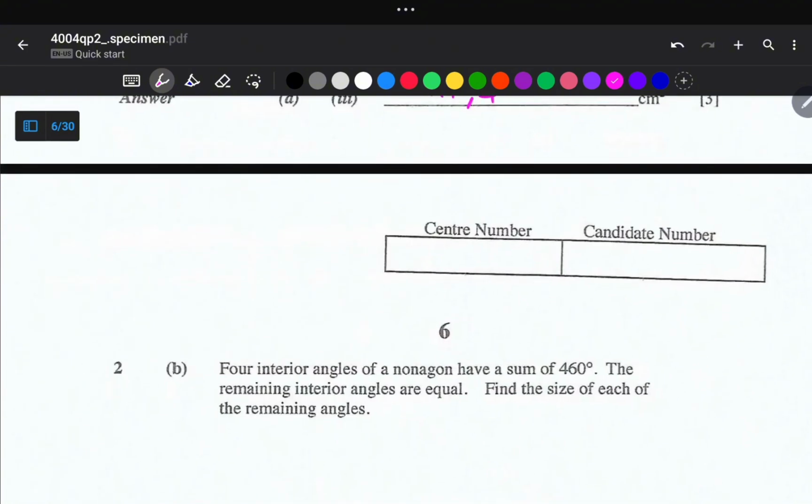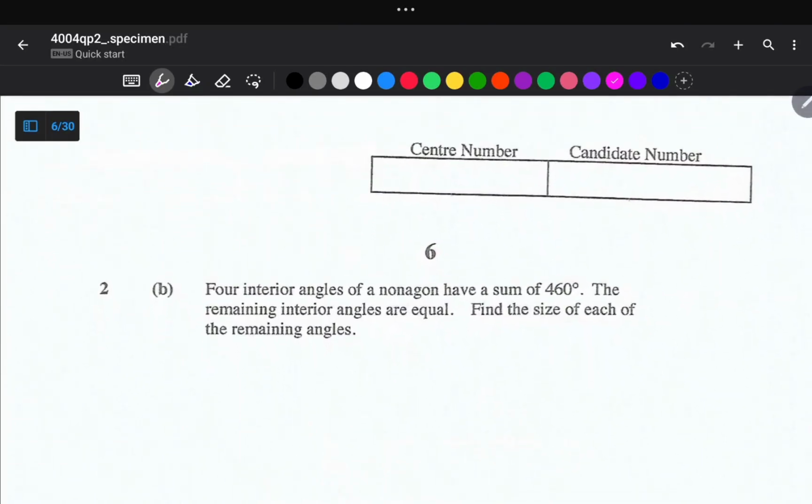Okay, and then the next part of the question, part B, says four interior angles of a quadrilateral have a sum of 150 degrees.